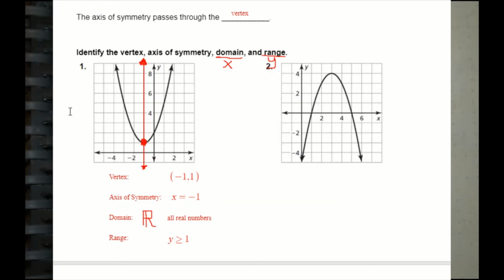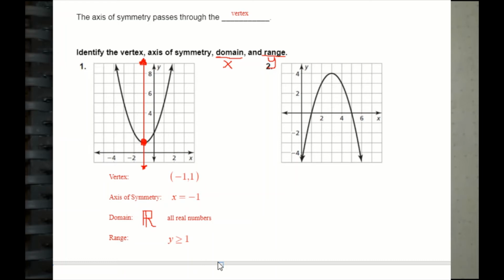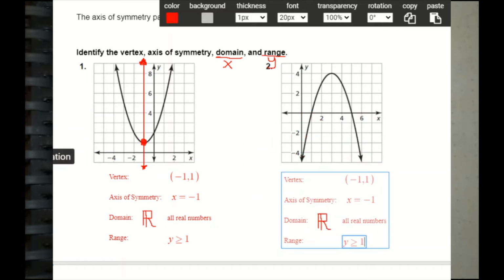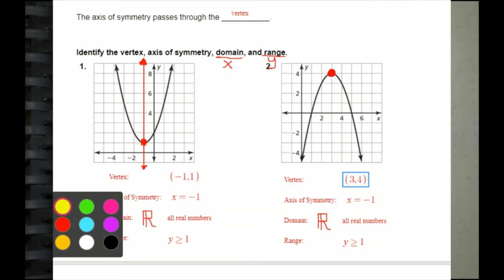So we're going to find the same characteristics here: vertex, axis of symmetry, domain, range, all that good stuff. Let's see if I can copy these so I don't have to retype everything. Okay, so let's first talk about the vertex. So the vertex here is not -1, 1. What was the other one? The vertex here is, let's see, it's 3, 4, right here. Ooh, that's big. Okay, that might make it a little easier actually. So vertex is not -1, 1. It is 3, 4.